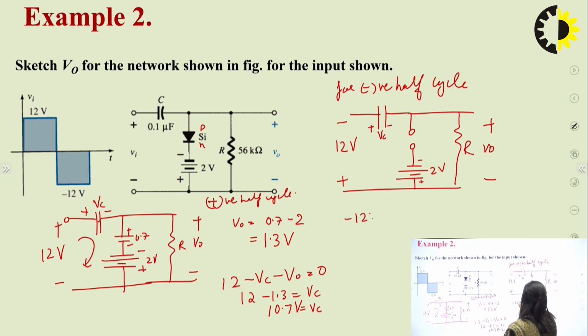So minus 12 volt minus VC minus V0 is equal to 0. So minus 12 volt minus VC, minus 10.7, is equal to V0. So V0 would be equal to minus 22.7 volt.